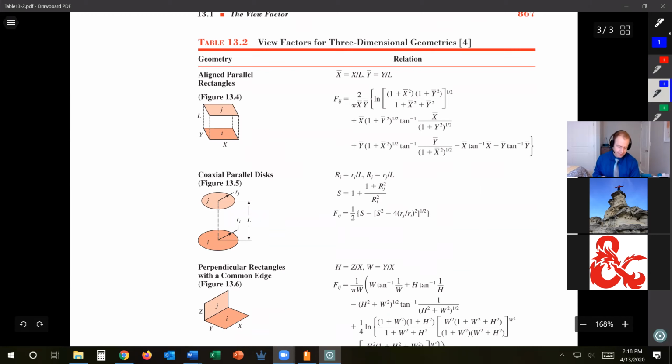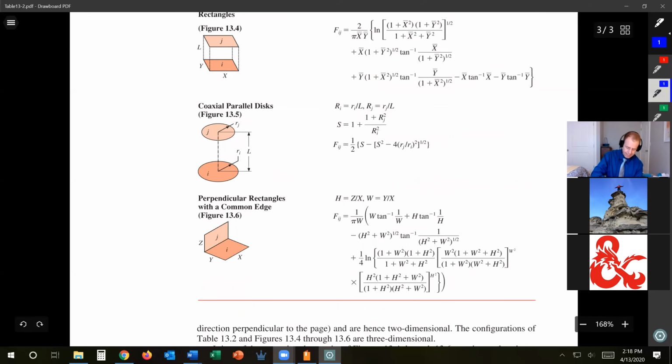There's also these where I've got two parallel rectangles, two parallel discs, these common edges. You can see that these get pretty complex, but again, it's just algebra. I wouldn't give you something this complex on a final exam. In fact, I don't even do it on your homework because that's just a lot of algebra. But the bottom line is, I'm not going to make you do any of those integrals. You've got common geometries here in tables 13.1 and 13.2 to give you the view factors.